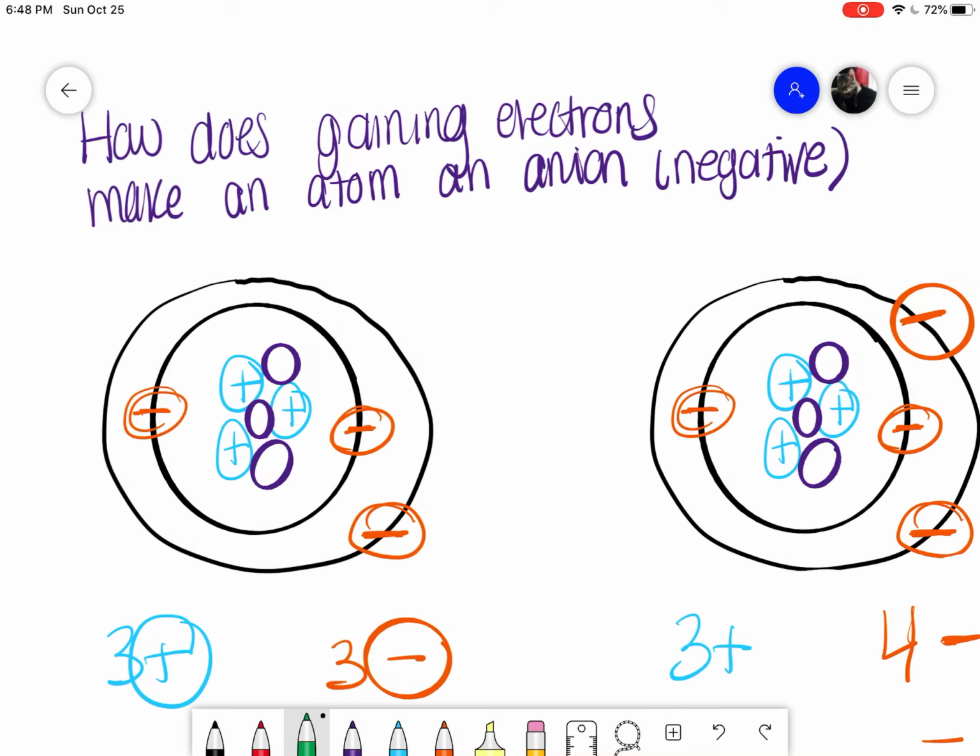In this video, we're going to look at how gaining electrons makes an atom an anion, or negatively charged. And remember, anions just mean atoms that are negative because they gained electrons.